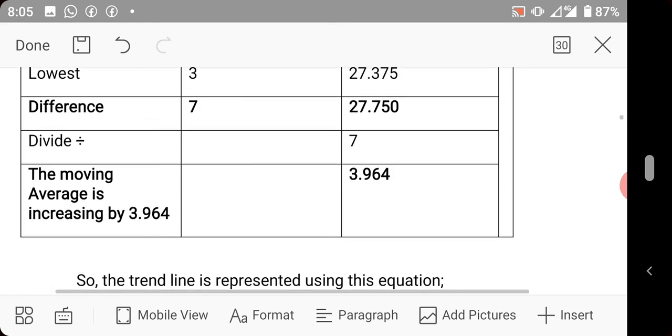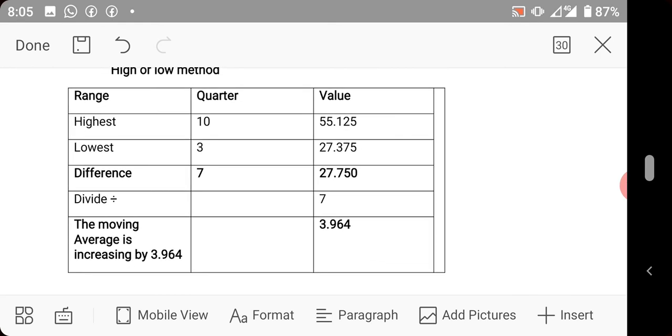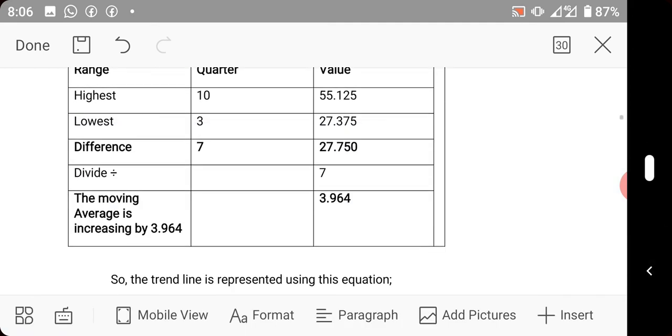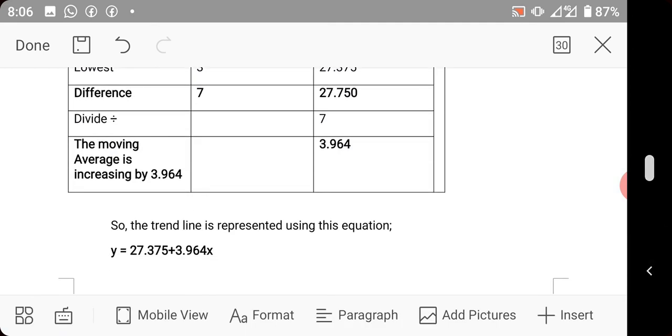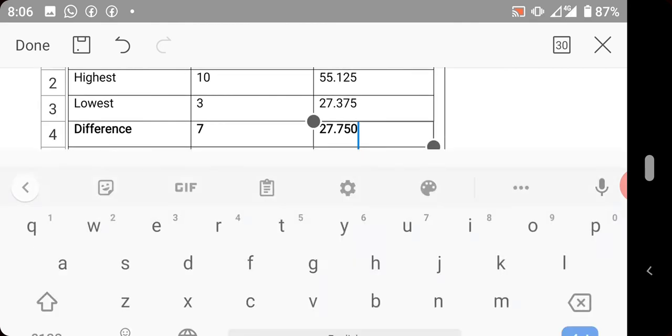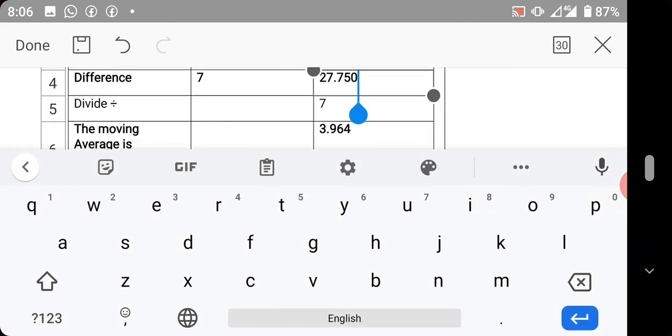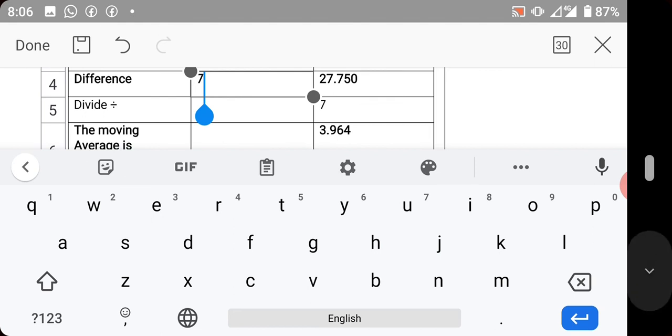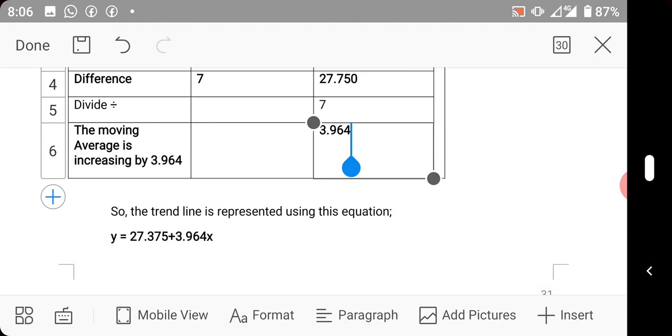So we'll go back to our high or low. You can see that the highest is quarter 10 and the lowest is quarter 3. The value is this and the value is this. So the difference will give you this. So we now have this value. Now to get our average moving increment will be 27.750 divided by 7 will give us this. You know how 7 was gotten? It is this 7. So that is how we divided. So this becomes our incremental average.